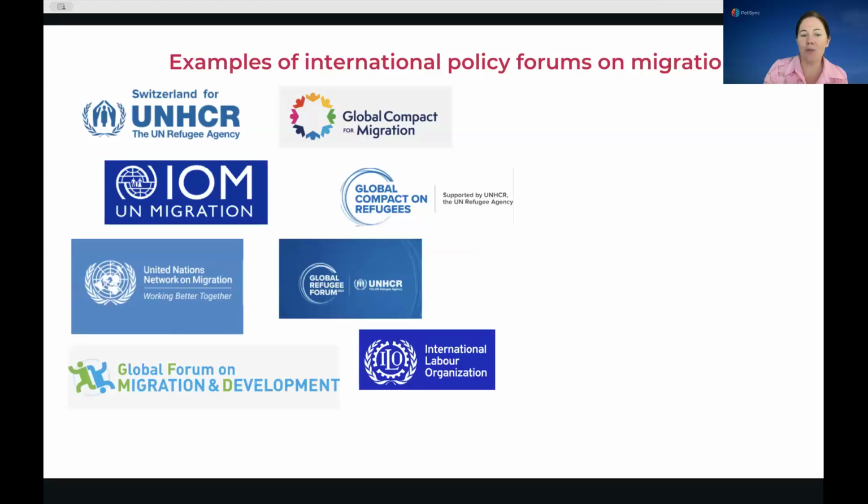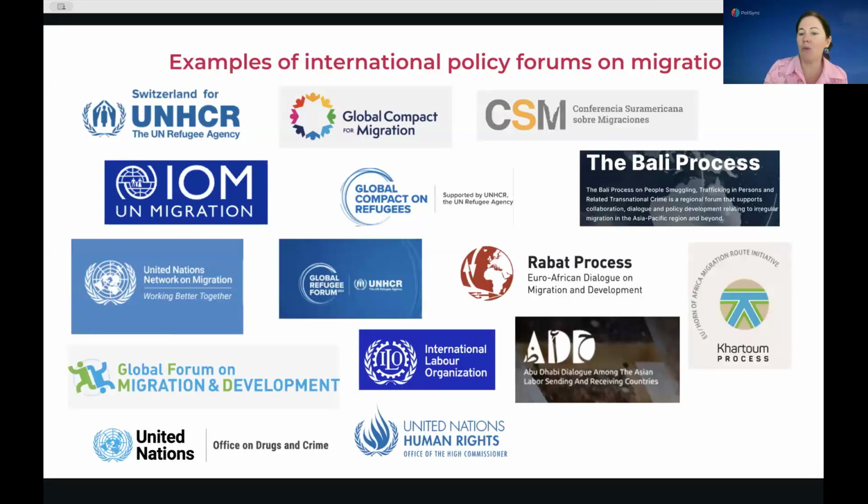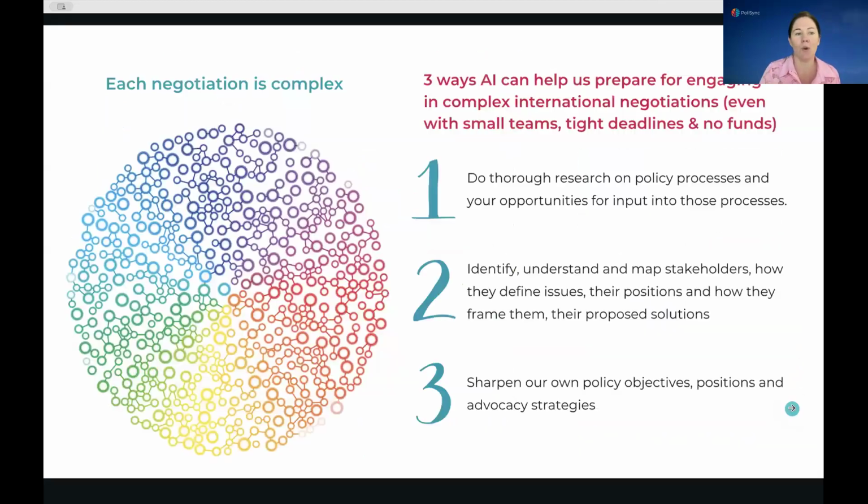Just to show you, on the topic of migration, these are all different migration forums at the international level. Whether it's international organizations, government-led processes like the Global Compact for Migration, or regional processes like the Bali process, Khartoum process, etc. You've got to do your homework every single time, because every international negotiation process is complex and complicated and quite unique.